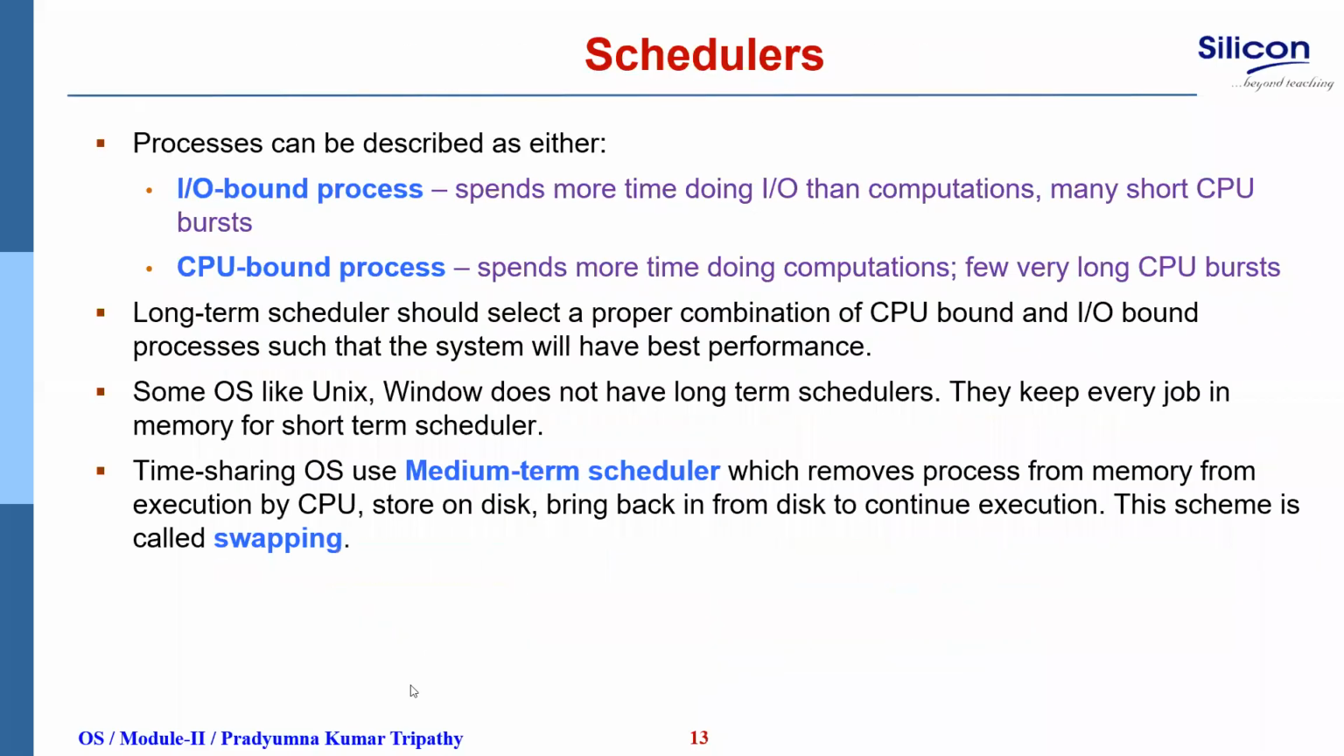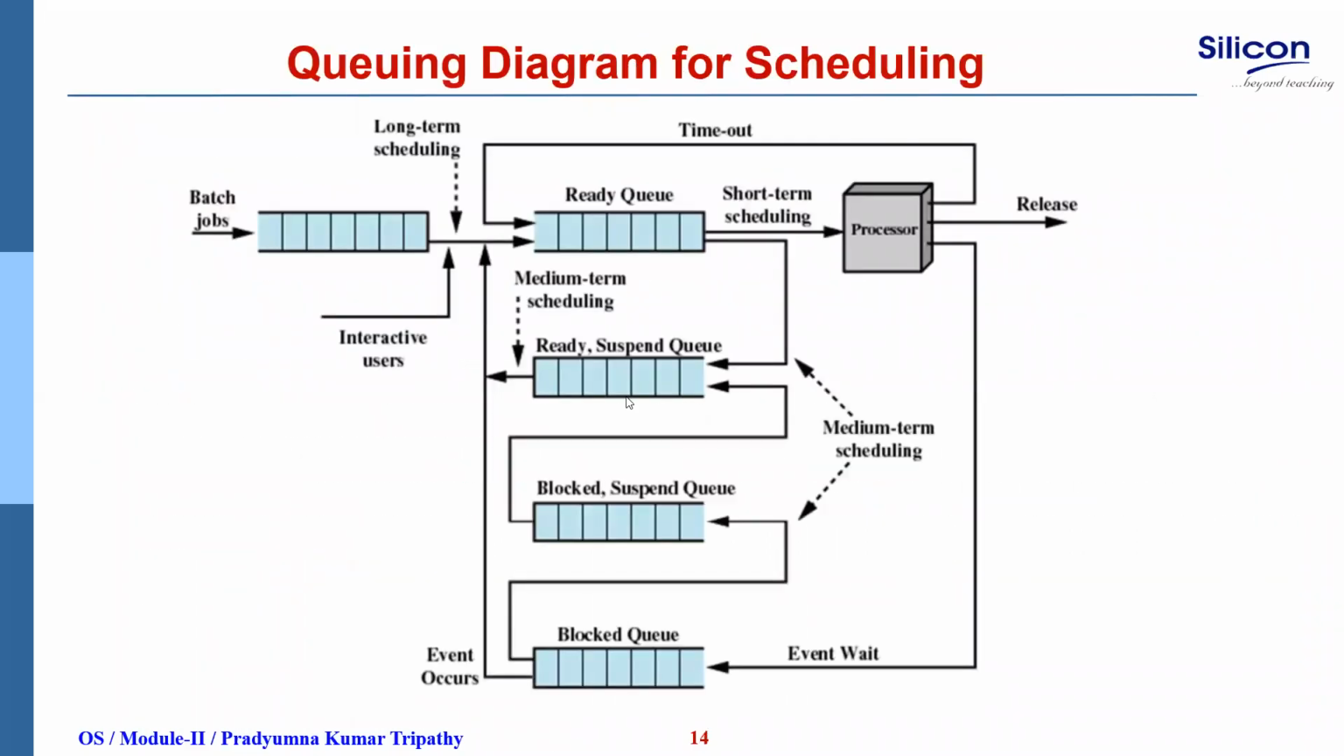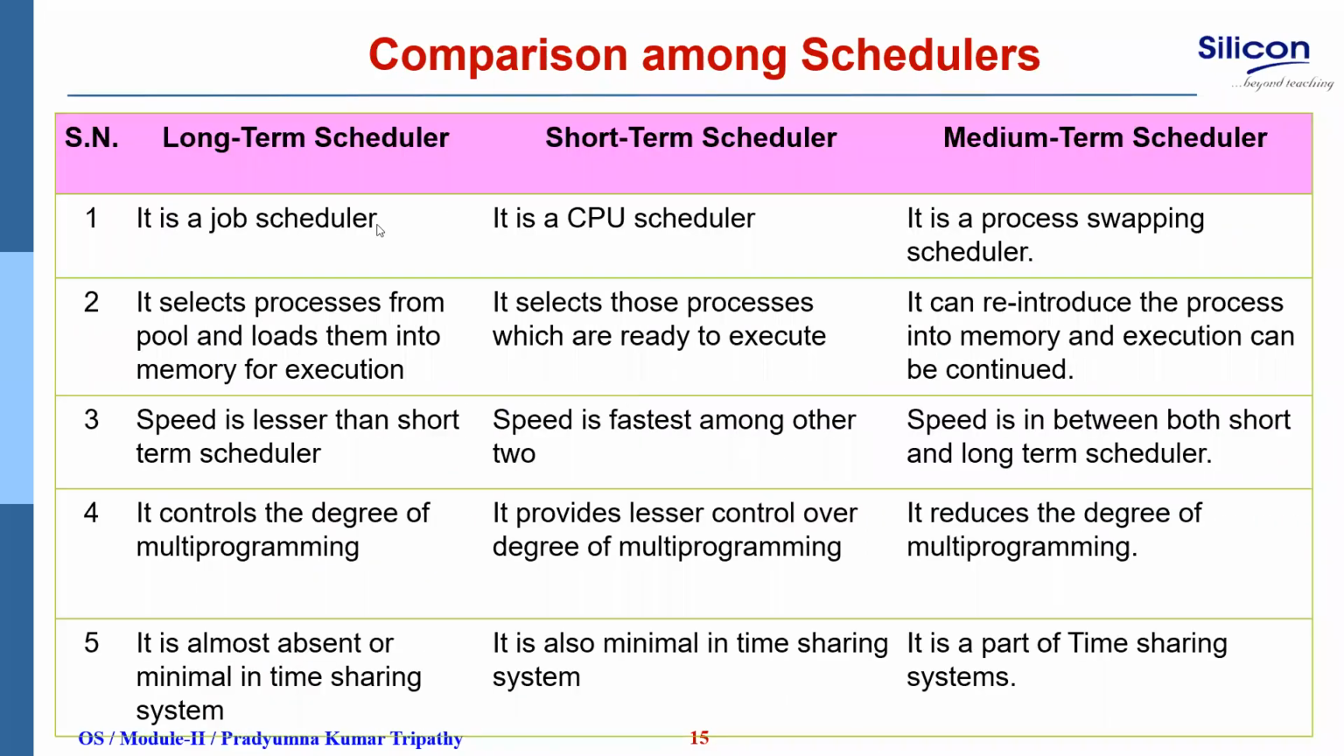We have another scheduler, called the mid-term scheduler, or medium-term scheduler. Whenever there is a need to take out some process to the secondary device, and when required we will bring it back, in that case the medium-term scheduler will come in. So these are the three different kinds of schedulers we have discussed. We'll see what the difference is.